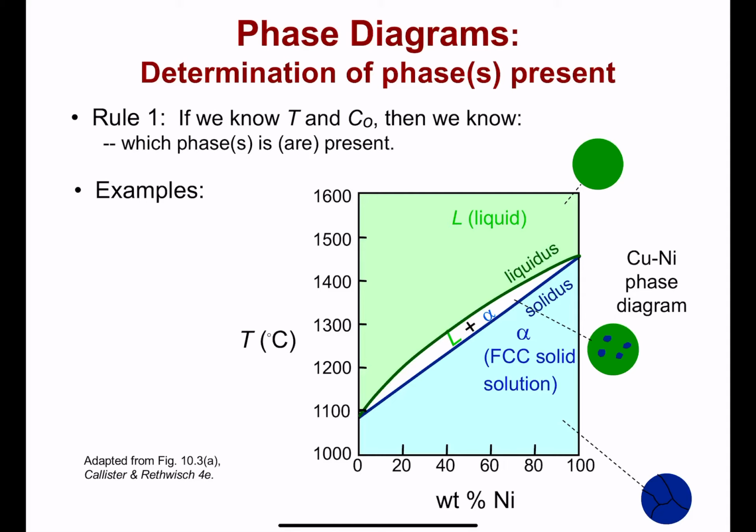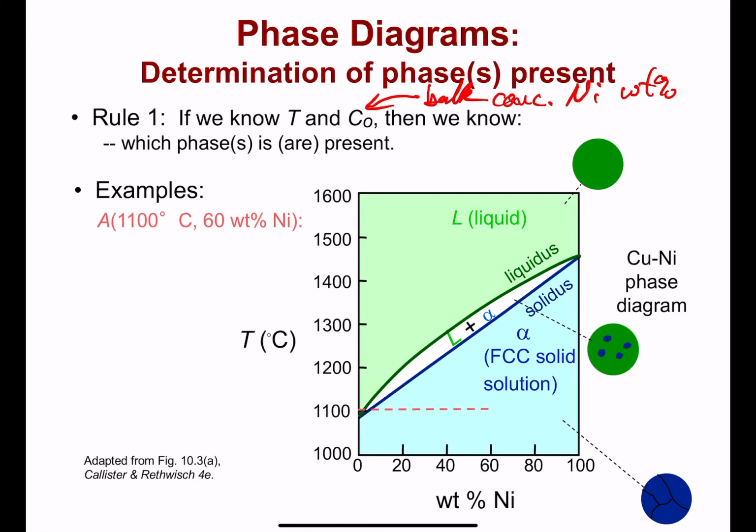So how else can we use these phase diagrams? Let's look at a couple of rules that we can think about. Rule one might be the condition where if we know the temperature and we know the overall bulk concentration of nickel in the sample, we can say a few things. This C naught is the bulk concentration of nickel in weight percent.